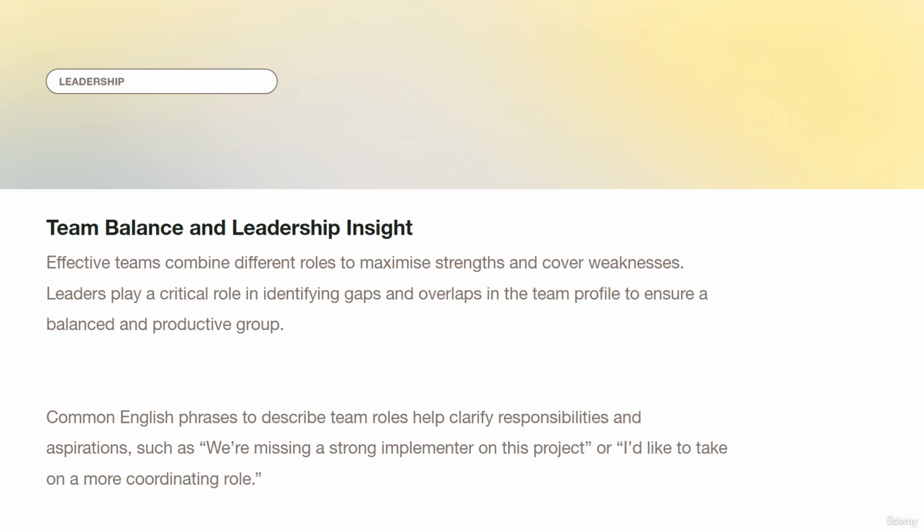Leaders play a critical role in identifying gaps and overlaps in the team profile to ensure a balanced and productive group. Common English phrases to describe team roles can help clarify responsibility and aspirations, such as, we're missing a strong implementer on this project, to use the specific language of this theory, or I'd like to take on a more coordinating role. So if you can recognize what's missing, you can act accordingly and put yourself in that role, or simply observe that role is a necessary role and is perhaps missing from the team right now.